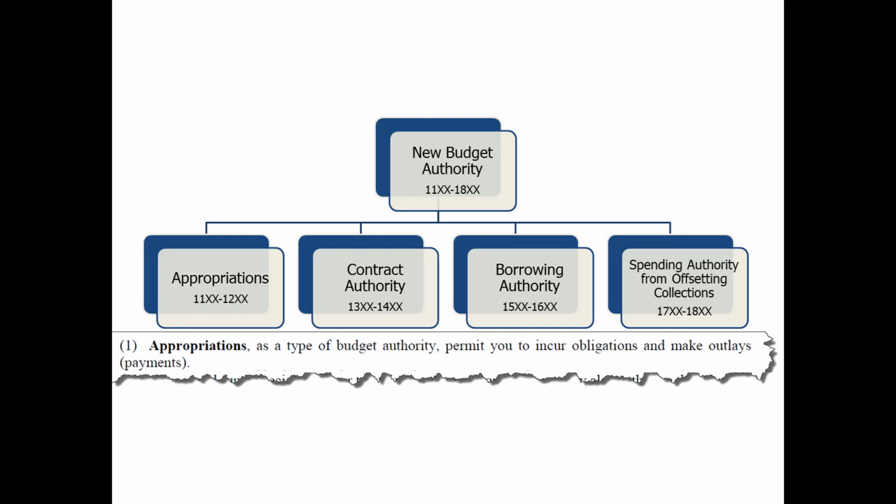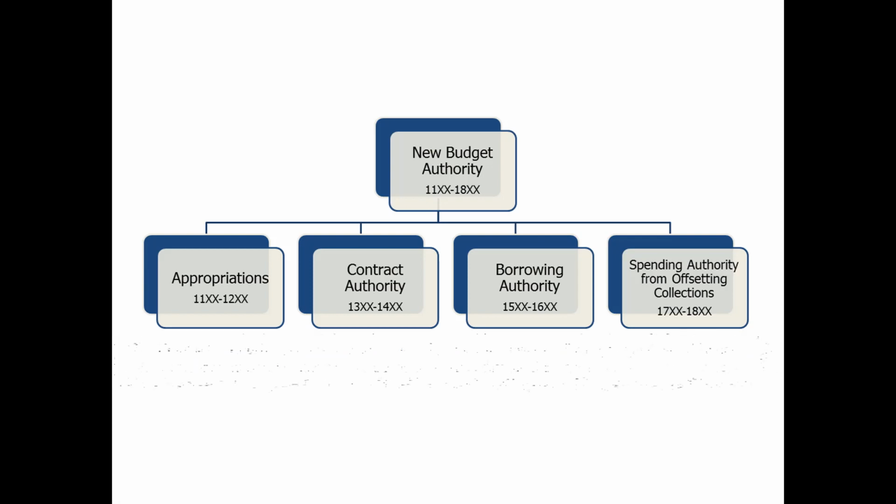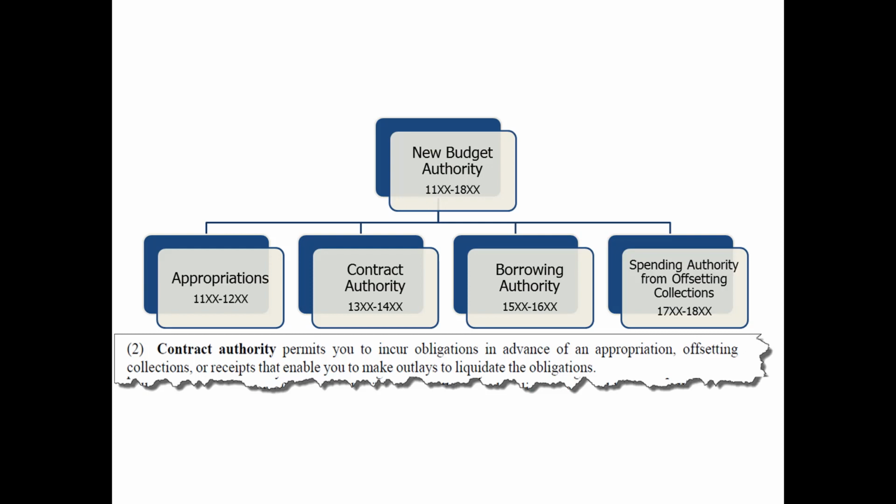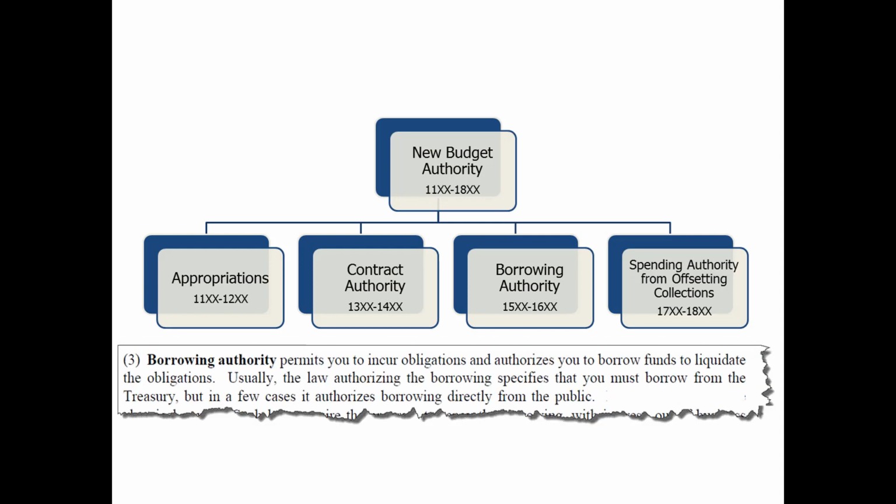Appropriations permit you to incur obligations and make outlays. Contract authority permits you to incur obligations in advance of an appropriation, offsetting collections or receipts that enable you to make outlays to liquidate the obligations. There are actually no examples of the use of contract authority in HHS. Borrowing authority permits you to incur obligations, and it authorizes you to borrow funds to liquidate the obligations. HHS has very little borrowing authority, and that we have is associated with loan and loan guarantee programs.